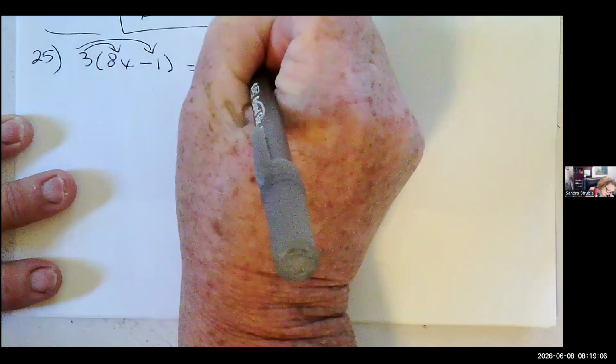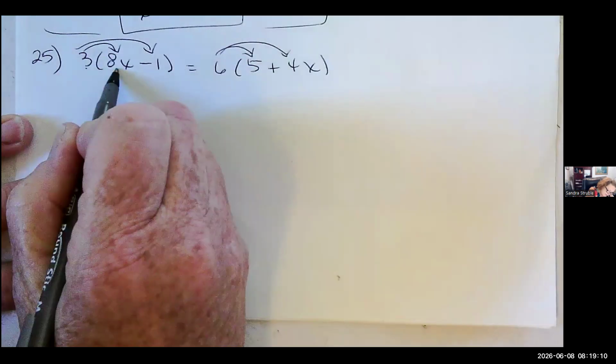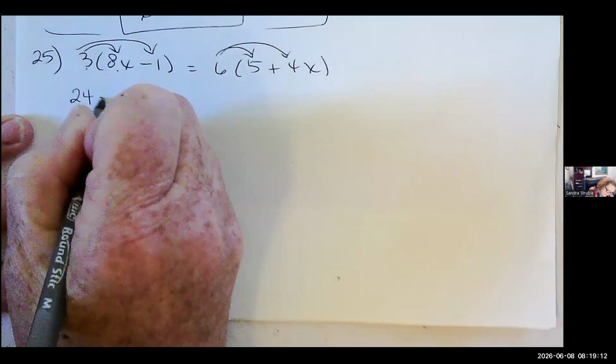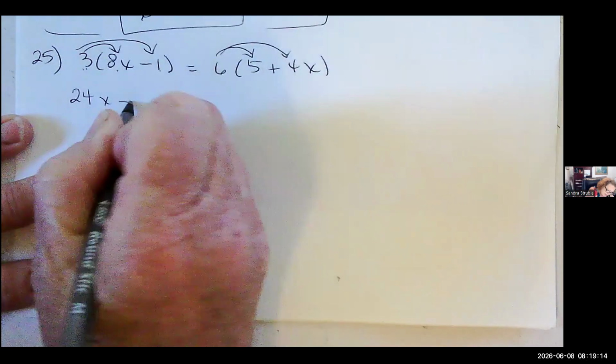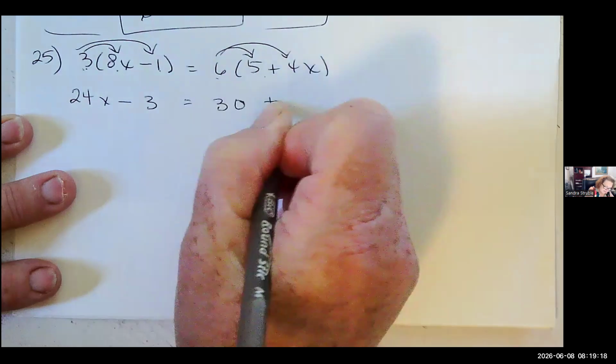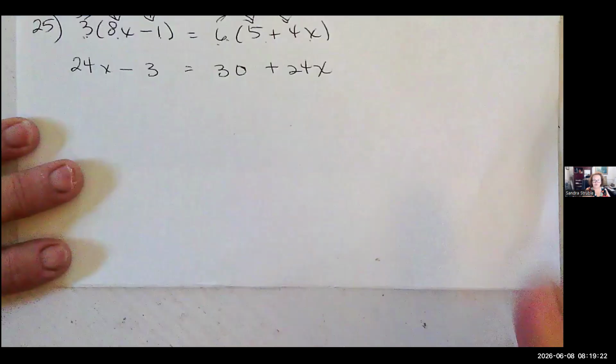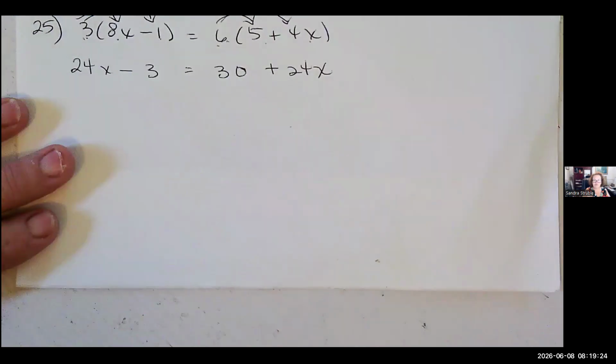All right, so 3 times 8x is 24x. 3 times -1 is -3. 6 times 5 is 30. 6 times 4 is 24. Don't forget your x. Now, this one, we're going to subtract 24x from both sides.